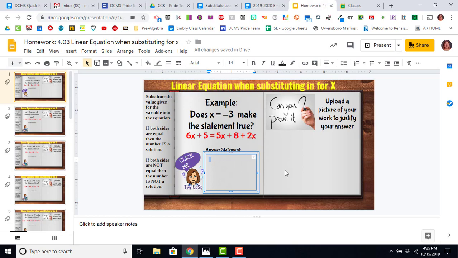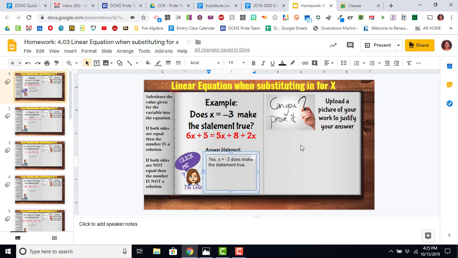I'm going to click on the box here for answer statement, and then I can start typing. The question is, does x equals negative 3 make this statement true? I'm going to answer with yes. X equals negative 3 does make the statement true. And I know that because both sides of my equation are equal to one another.